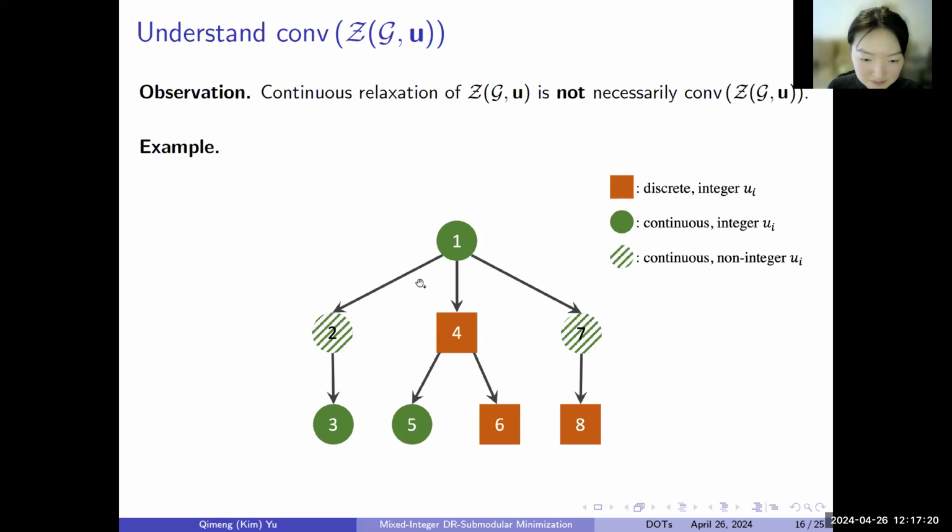So here is one example. It's a pretty generic directed rooted forest with one component. The squares represent the discrete decision variables, and without loss of generality, we can assume they're upper bounded by integer parameters. And these circles represent the fractional, the continuous decision variables. Some of them may be upper bounded by integer parameters, and these striped ones, the other ones, are upper bounded by non-integer parameters.